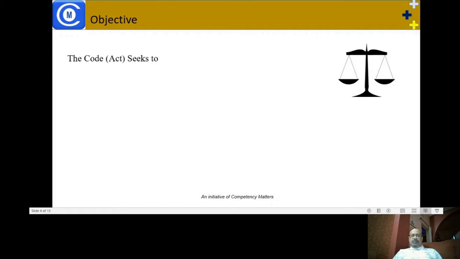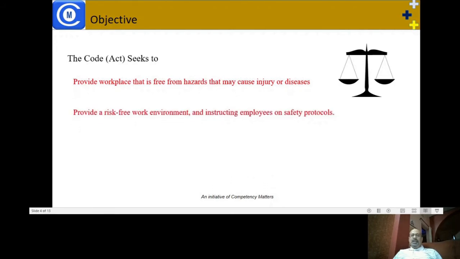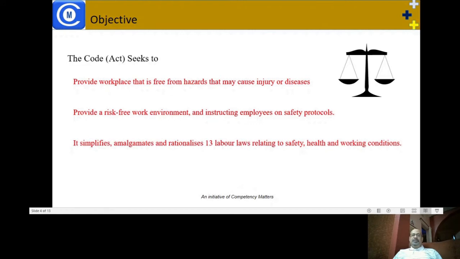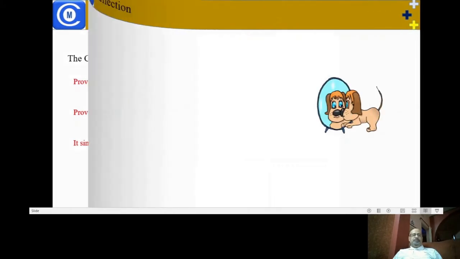The objective of the code is that it seeks to provide a workplace that is free from hazards that may cause injury or diseases, provide a risk-free work environment, and instruct employees on safety protocols. It basically simplifies, amalgamates, and rationalizes 13 labor laws which were previously enacted. So basically, 13 labor laws have been simplified in one code, which we are discussing.